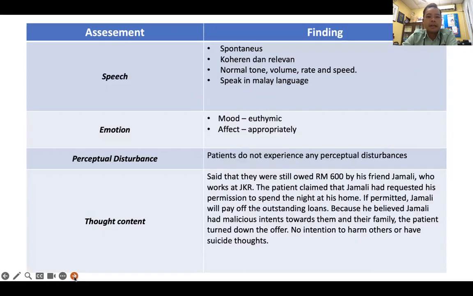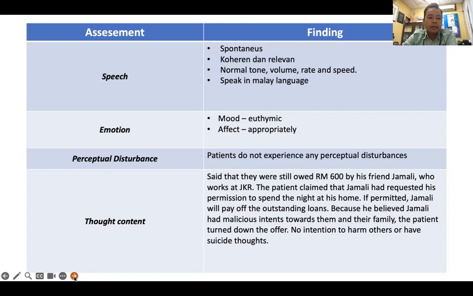Assessment of the speech: he speaks spontaneously, coherent and relevant, normal tone, volume, rate and speed, and speaks in the Malay language. And assessment of emotion: he is in a euthymic mood and the affect is appropriate. On the assessment of perceptual disturbance, the patient does not experience any perceptual disturbance.